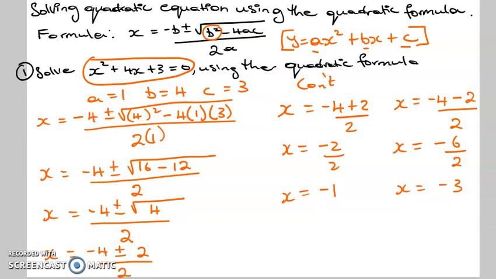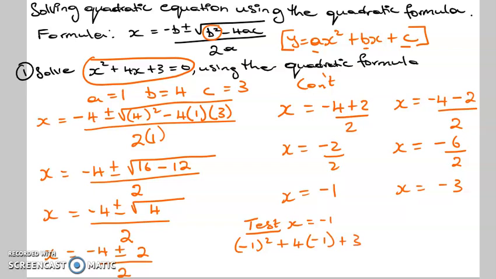You can go ahead and test it to see if you're correct. These are the only two values that you can plug into that equation that will result in the answer being 0. So let's test it using x equal to negative 1. Wherever we see x in the equation, we're going to replace it with negative 1. So that is negative 1 squared plus 4 times negative 1 plus 3.